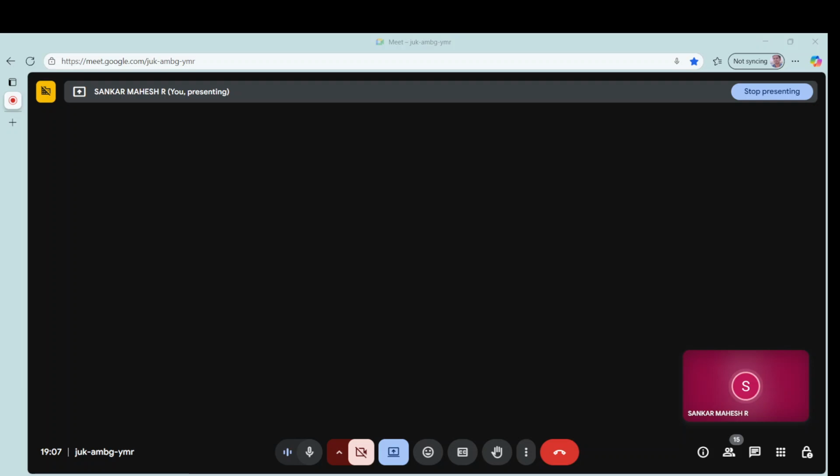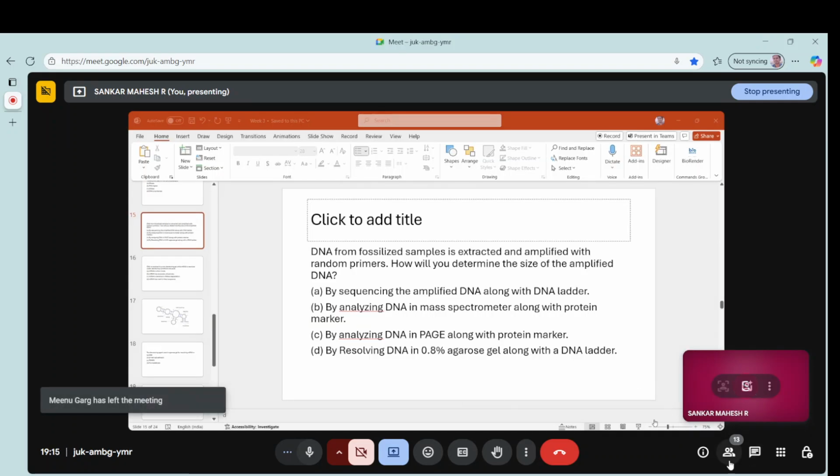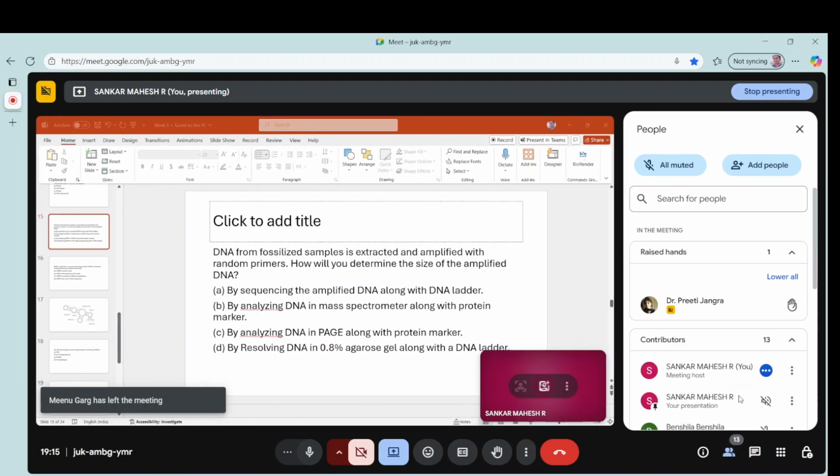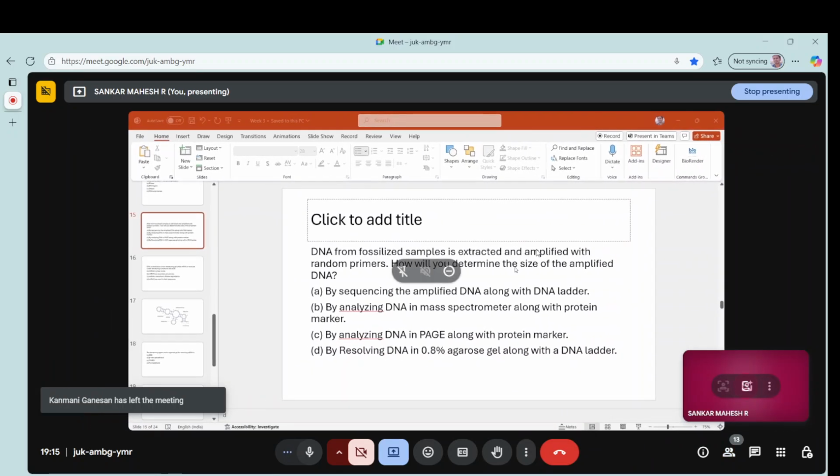So the question is, how will you determine the size of the amplified DNA? What is the easiest way to determine the size of an amplified DNA? Simply by using agarose gel electrophoresis. That's the simplest way. By size we mean the number of base pairs, and when we have a DNA ladder with us, both will get resolved, and you'll be able to see the length of the amplicon.